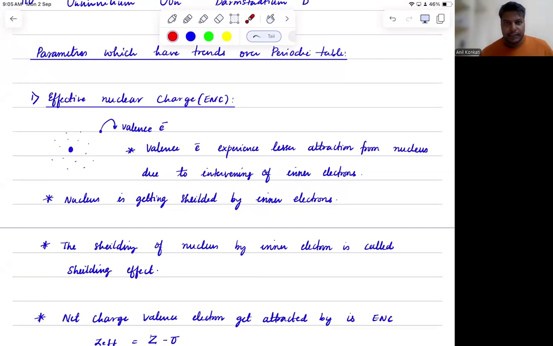Right. Let's see what are the parameters which have trends over the periodic table. First one is effective nuclear charge. Effective nuclear charge is how much attractive force a valence electron, whatever electron is your reference, experiences from the nucleus. That electron experiences lesser attraction from the nucleus if there are any electrons intervening in between. So the nucleus is getting shielded by inner electrons.